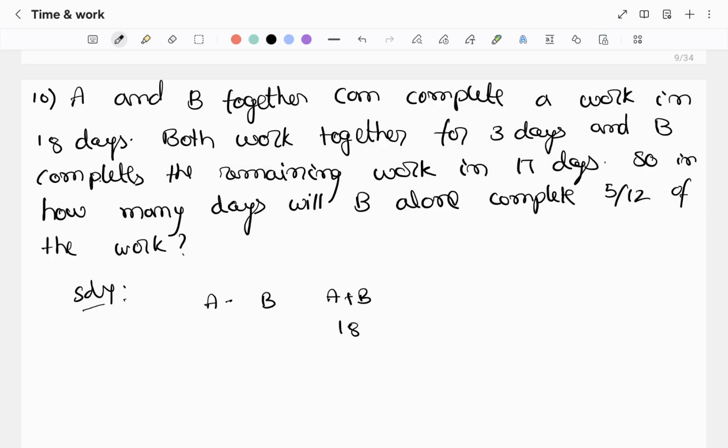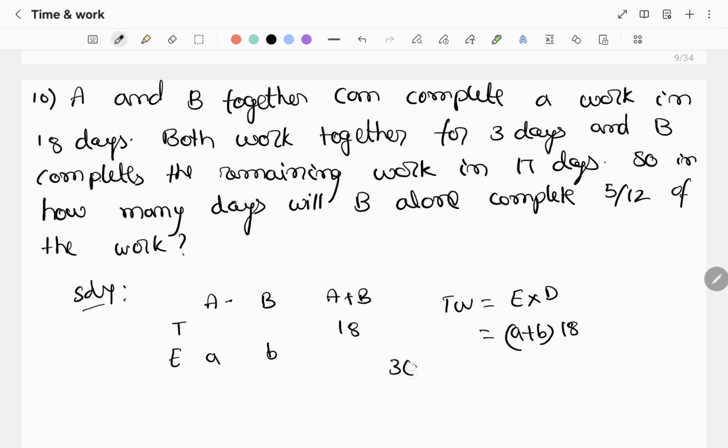A and B's timing is not given properly, so we will assume efficiencies. Let the efficiency of A and B be A and B. What will the total work be? Total efficiency into total number of days. Total efficiency is A plus B, and into 18 days.